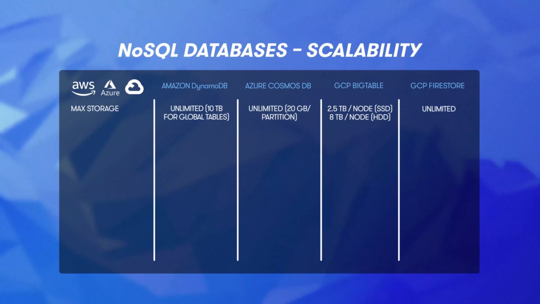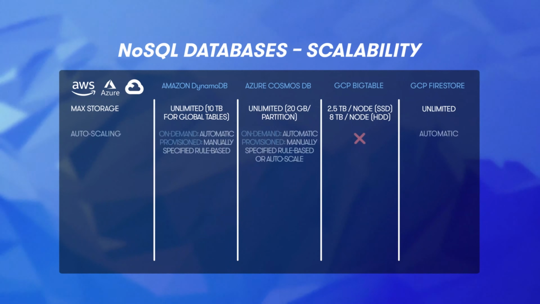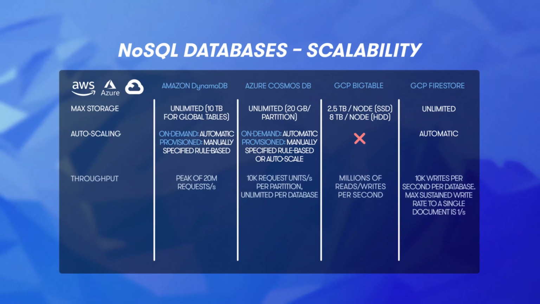So this is largely constrained by your credit card. From an auto-scale perspective, the serverless pricing models in DynamoDB, CosmoDB, and Firestore all automatically scale. CosmoDB and DynamoDB also support auto-scaling in their provisioned pricing models through manually specified rules. Bigtable doesn't support auto-scaling out of the box. All services support impressive throughput numbers, assuming you take advantage of their various partition mechanisms.